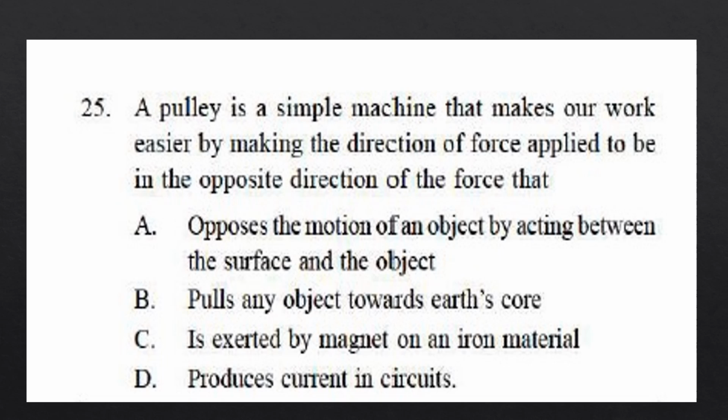Question number 25. A pulley is a simple machine that makes our work easier by making the direction of force applied to be in the opposite direction of the force that A. Opposes the motion of an object by acting between the surface and the object. B. Pulls any object towards Earth's core. C. Is exerted by a magnet on an iron material. D. Produces current in circuits. And the answer is option B. Pulls any object towards Earth's core.